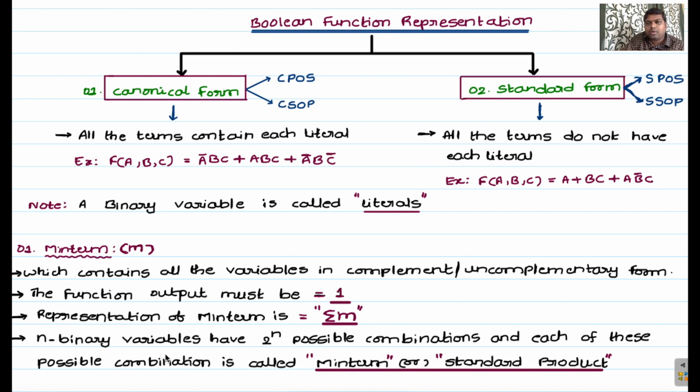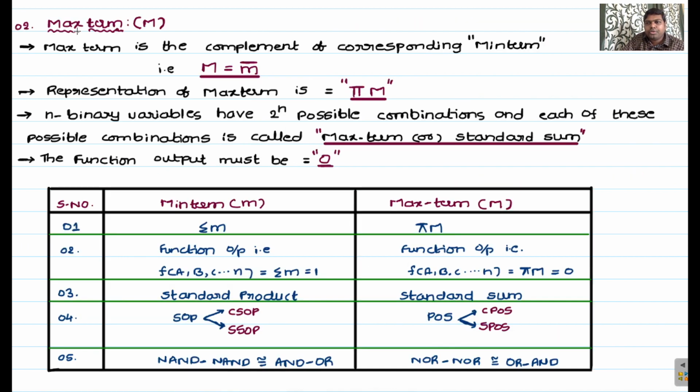Okay, so always remember, a min term is nothing but a product term, which is also called a standard product, denoted with the small m, and the representation is sigma m. So these are the key points that come under min term. Next we will move on to max term, which is completely opposite to the min term.